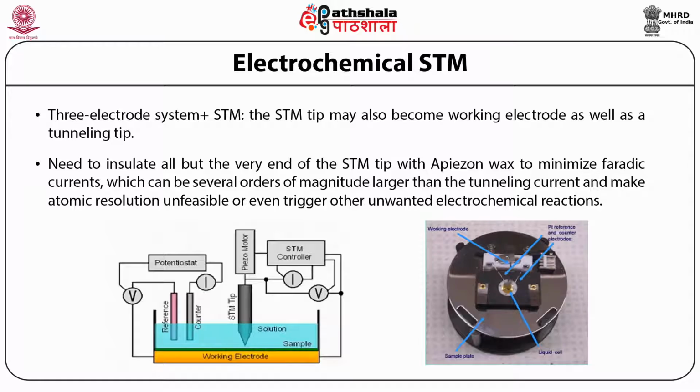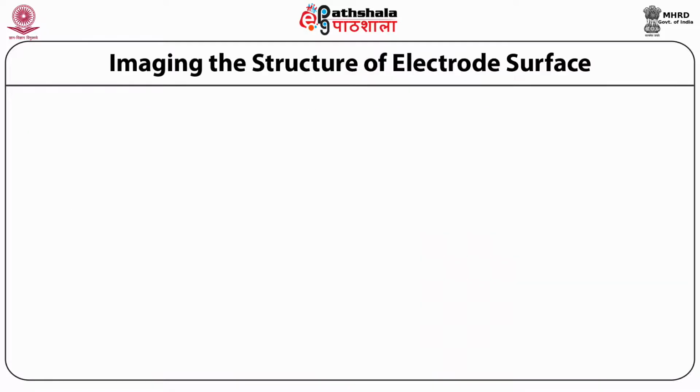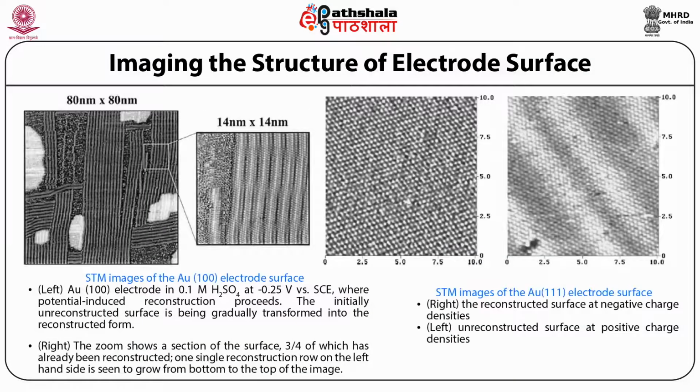This has been shown in this figure, which indicates a working electrode and STM tip, which is close to the sample. There is a solution, and the sample is there. We also have a reference electrode here and a counter electrode, which is connected to a potentiostat. And on the other side, we have the STM controller. The photograph of this has also been given on the right side of the slide. Imaging, and the way we image the structure of the electrode surface, has also been shown here. There are different diagrams indicated in this slide.